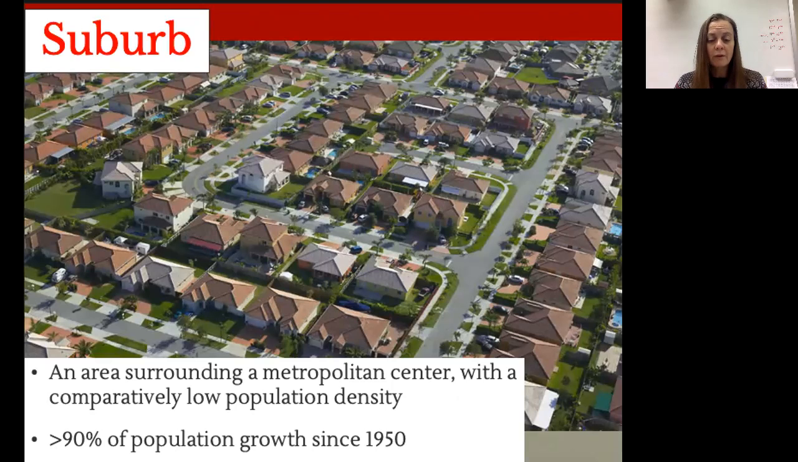But there are also impacts from what we call urban sprawl. Let's talk about these two terms. We have first a suburb, and we should be pretty familiar with the idea of a suburb, abbreviated burbs. This is an area around a city, an area around a metropolitan center. It has a relatively low population density, and since 1950, it has been 90% of our population growth. So the suburbs are growing extremely rapidly.